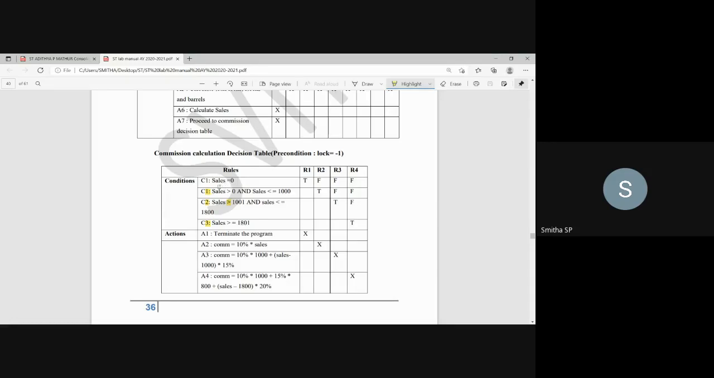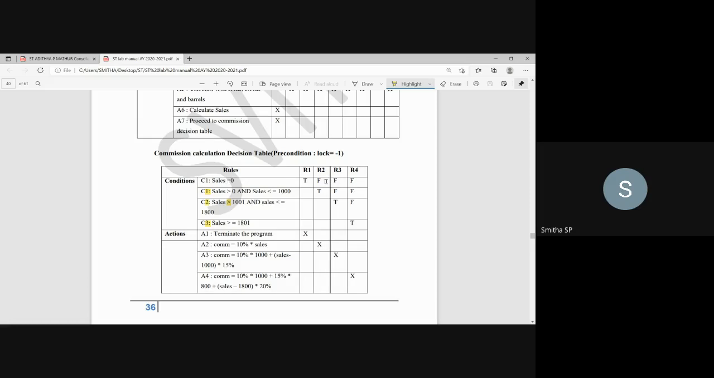Okay. Yes, the C1 condition is that sales is equals to 0. If the sales is equals to 0, then what should be the action? The sales is equals to 0. Will you go for calculation of commission? If sales is not done, will you calculate the commission? No, right? So we'll terminate the program, right? So the action is A1.